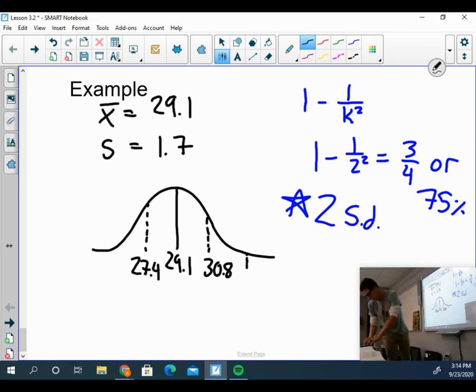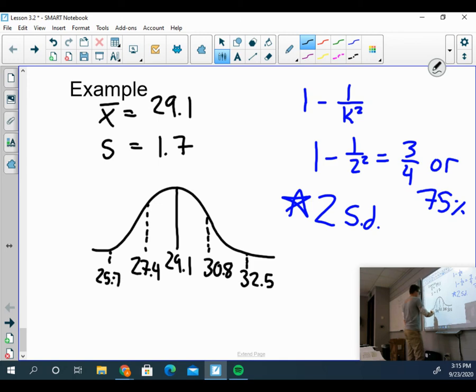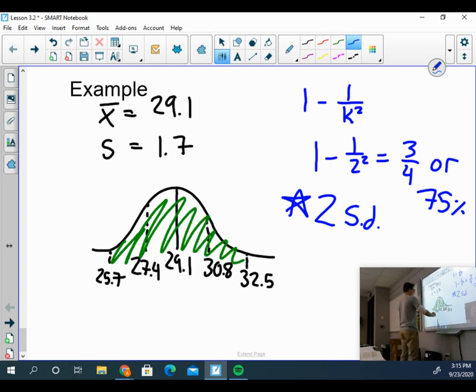30.8 plus 1.7 is 32.5. 27.4 minus 1.7 is 25.7. And what that means in the grand scheme of life for us is we've gone 2 standard deviations above and below the mean. Thus, my answer would be 25.7 to 32.5.